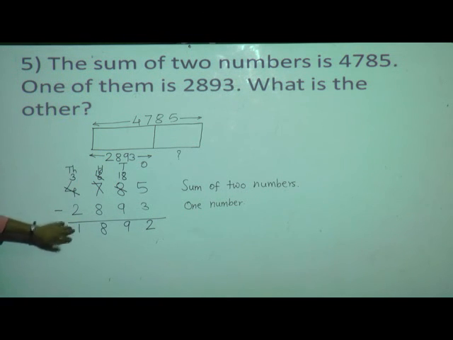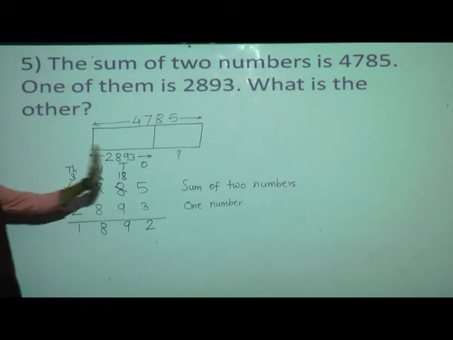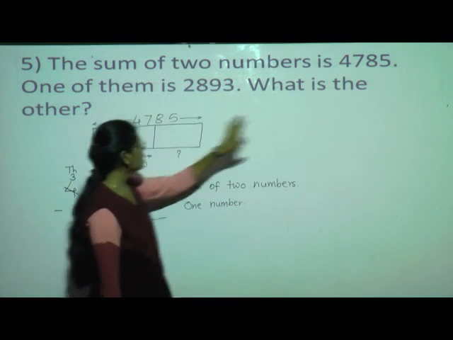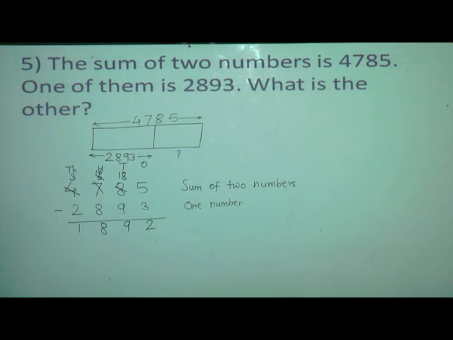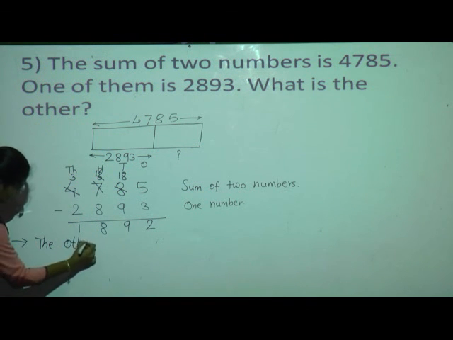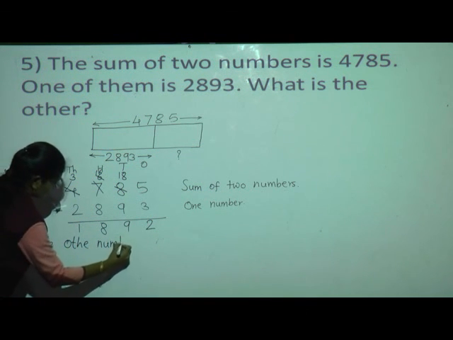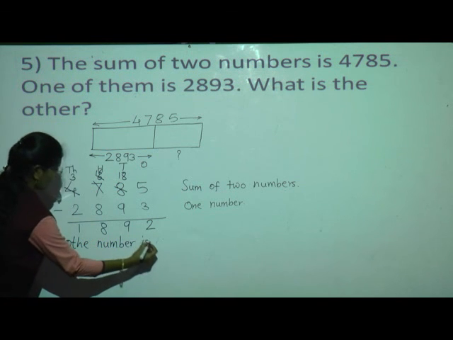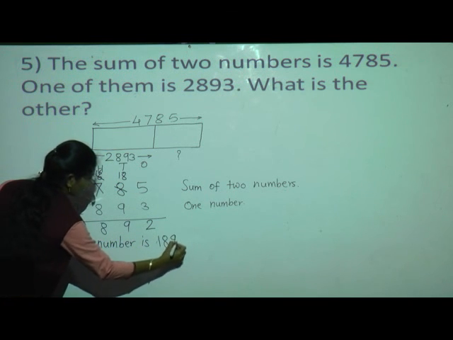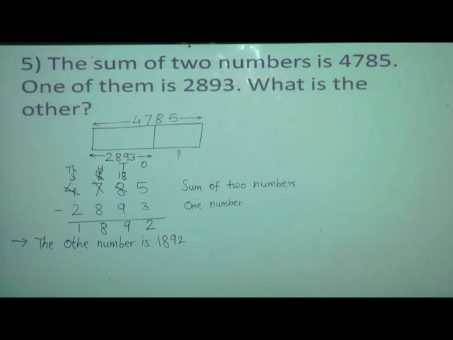We have to write this answer in the sentence. Now see the question. What is the other number? Okay. So how will you write the answer? Answer in the sentence. The other number is 1892. Okay. So in this way you can solve the fifth number sum. Shall I rub this? Okay.